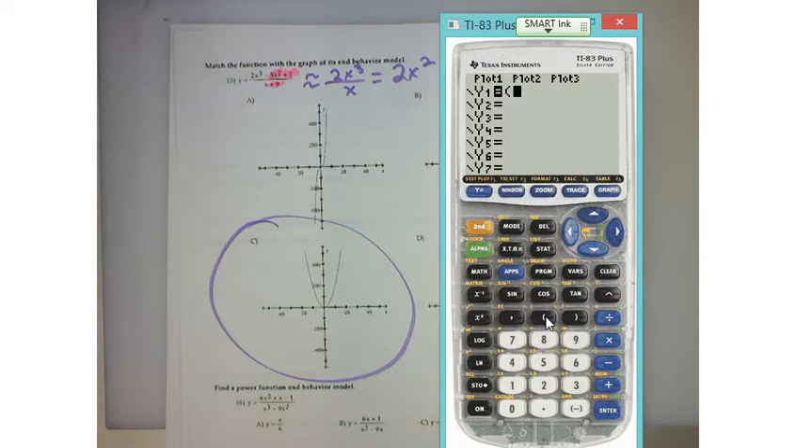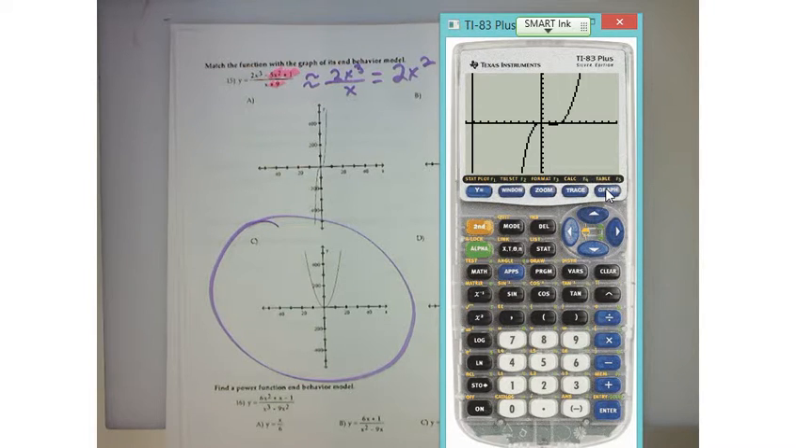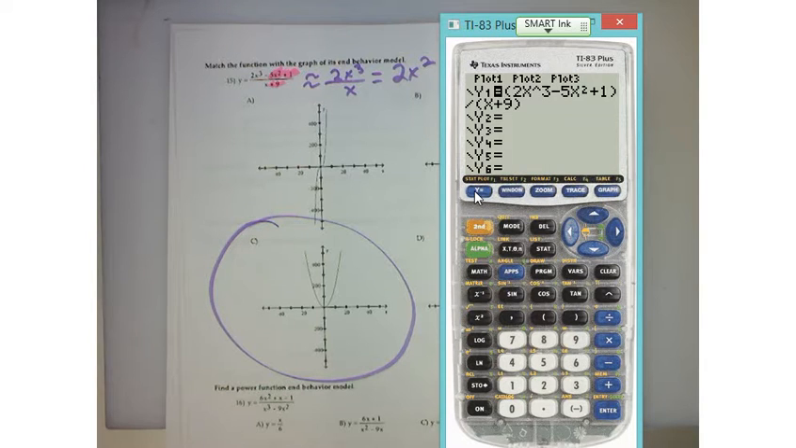You ready? Open parentheses, 2x cubed minus 5x squared plus 1, close parentheses, divide, open parentheses, x plus 9. Exactly what I put. Oh, really? Yes, actually. Really? Does it look like that? Yeah, it shouldn't. Yeah, exactly.